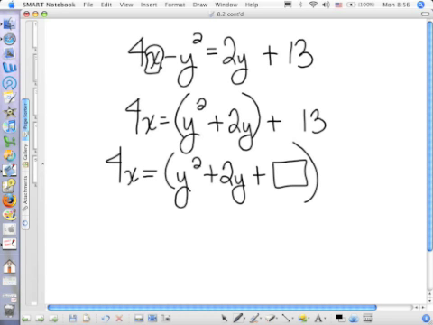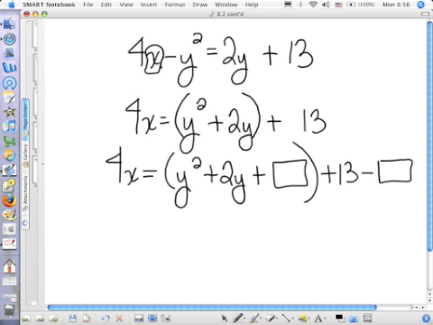And in order to keep the equation balanced, I'm going to subtract it off the same side, because adding and then subtracting it is basically 0. Plus 2 minus 2 cancels itself out. Okay. What's the number that goes in the box?